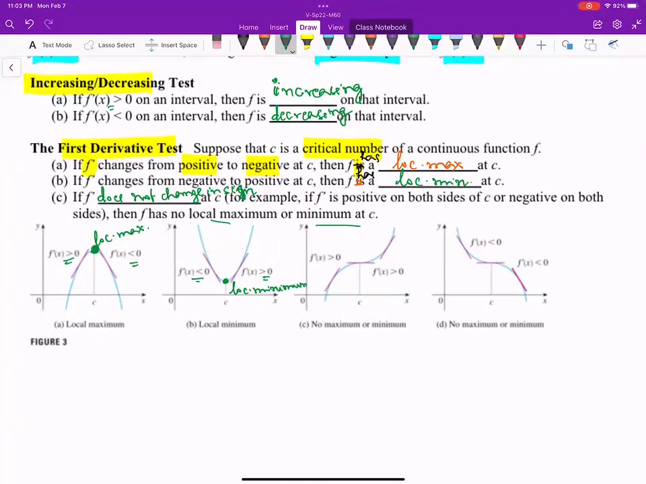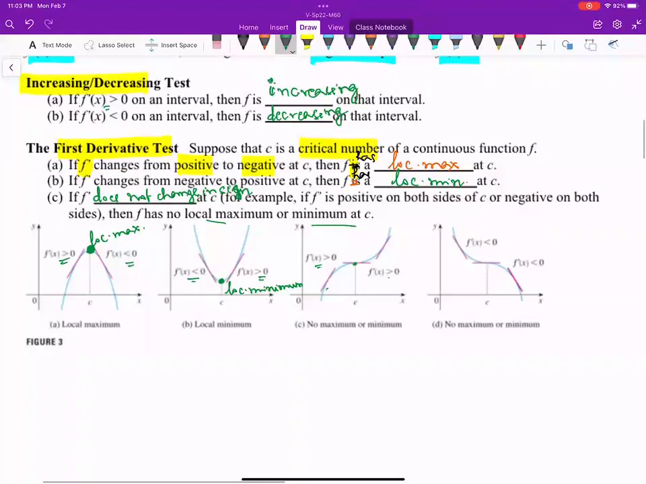In figure 3, there is no change in sign at the point c. To the left of c, f prime x is positive, and to the right of c also, f prime x is positive. So there is no local max or min. Same way at c, to the left of c, f prime x is negative, and to the right of c also, f prime x is negative. So there is no local max or min.